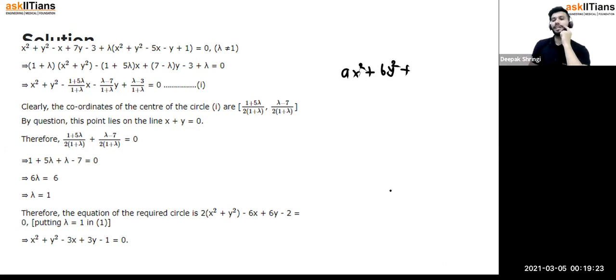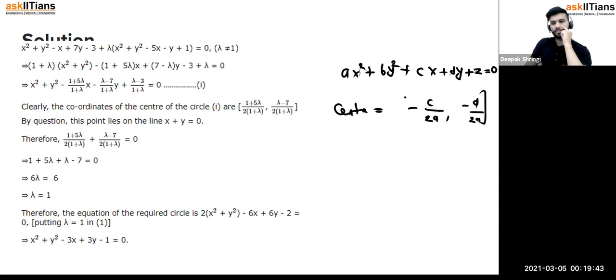Okay, let's say the equation of circle is ax square plus by square plus cx plus dy plus some constant z equal to 0, right? So the center is basically minus of c by 2a comma minus of d by 2a. That's the center. Basically, take the coefficient of x with a negative sign divided by 2 times the coefficient of x square, and minus the coefficient of y divided by 2 times the coefficient of x square.